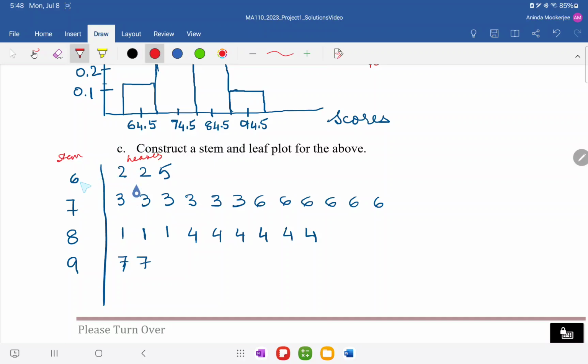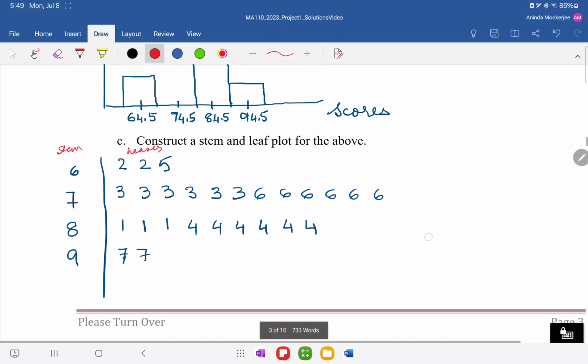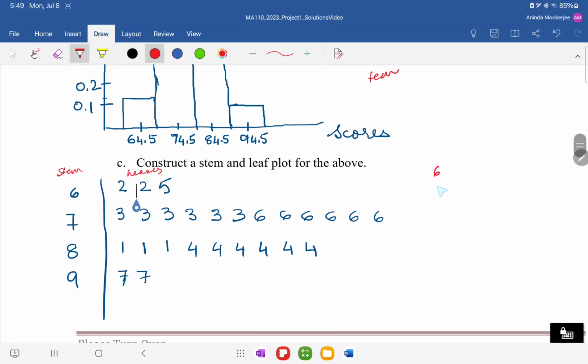So for the values in the 60s, there would be 62, then there's another 62, and then 65. So we have the leaves as 2, 2, 5. All right, and then for 7, we list all the values, 8 and 9. Now it would be a good idea to break it up also, but it's up to you. This is fine as well, but we could have done this as 6, 6, 7, 7, 8, 8, 9, 9 for the stem.